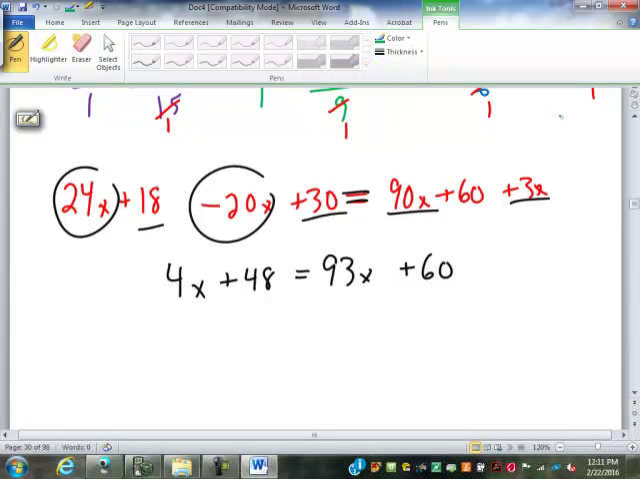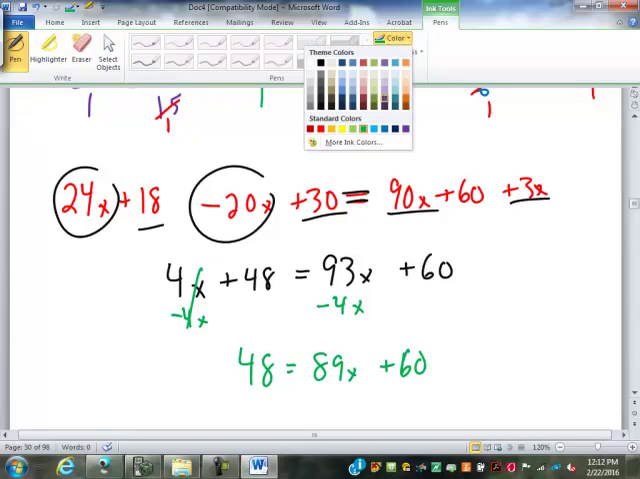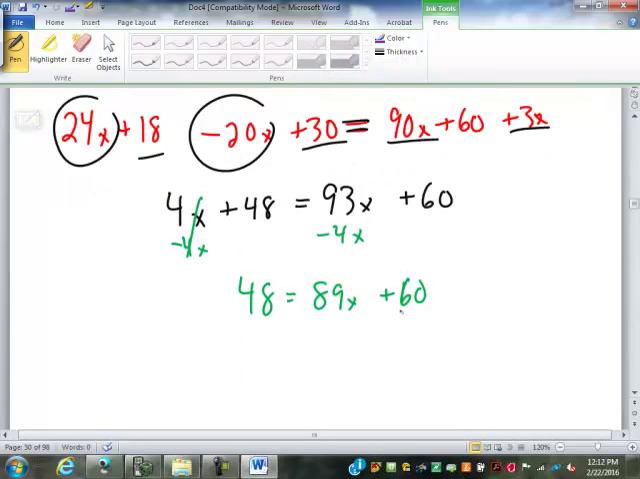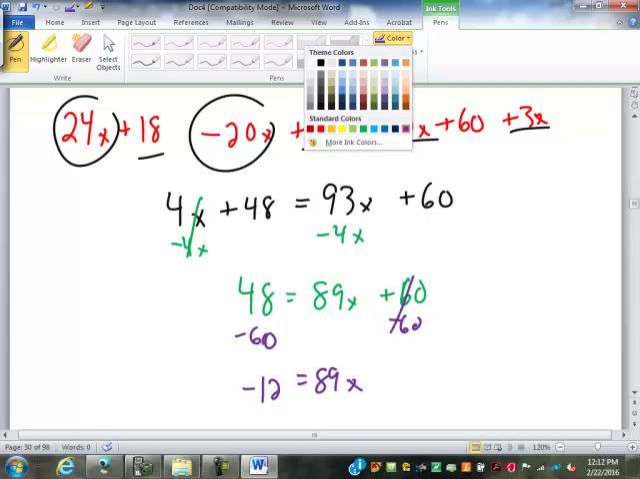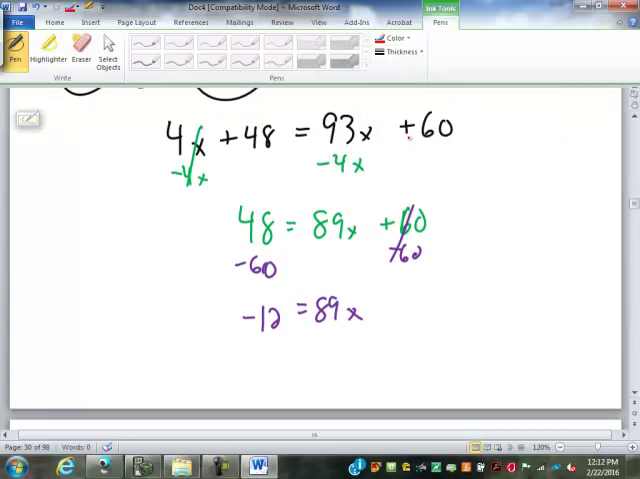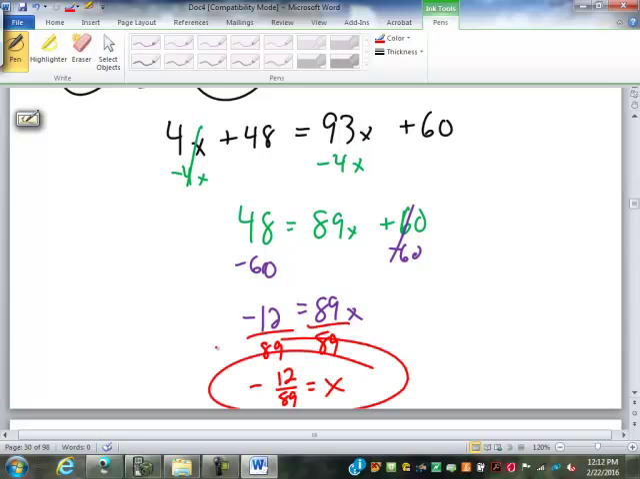We have to get rid of one of the x's. We'll subtract the 4x. It's definitely the smaller one. So 48 equals 89x plus 60. We will subtract 60. Negative 12 equals 89x. And finally, divide by 89. Well, negative 12 divided by 89 is just negative 12/89 equals x. You can divide that out and get a decimal if you want to, but it's good enough just like that.